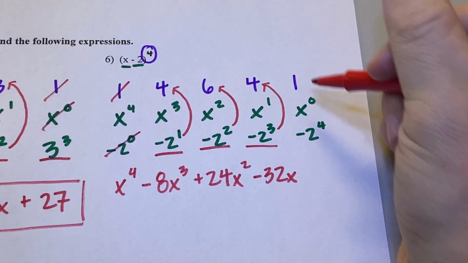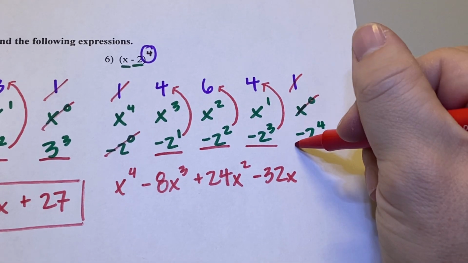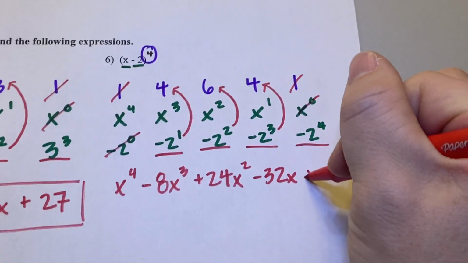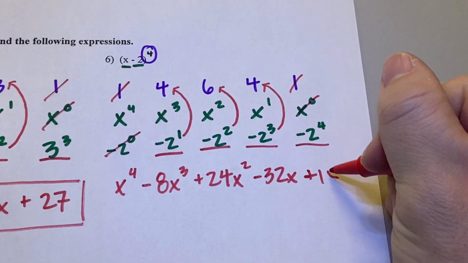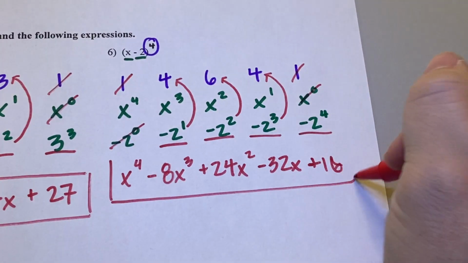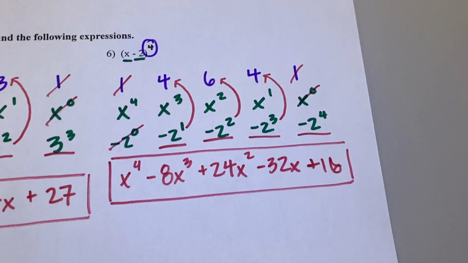And my last term, we don't care about a 1. We don't care about x to the 0 because that's also 1. What is negative 2 to the 4th? Positive 16. And there we go. Finished polynomial.